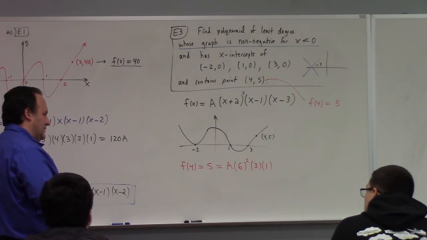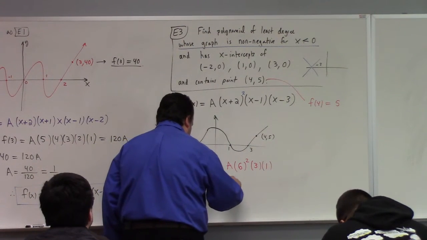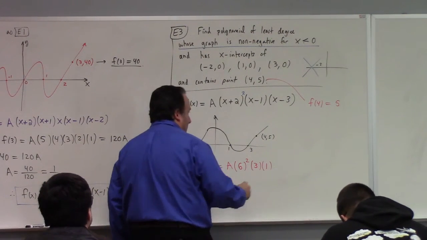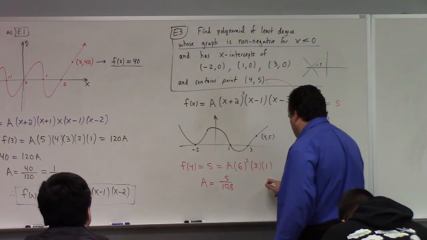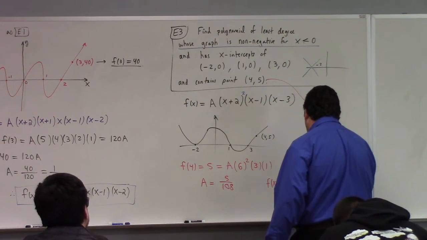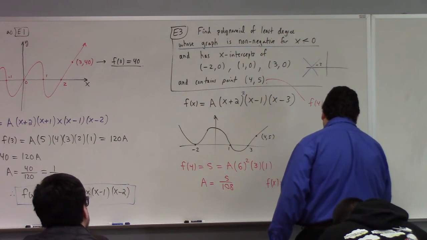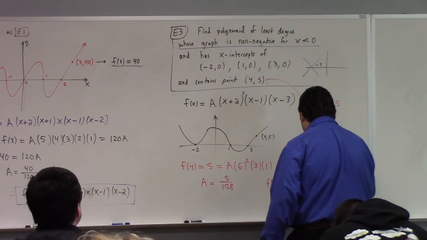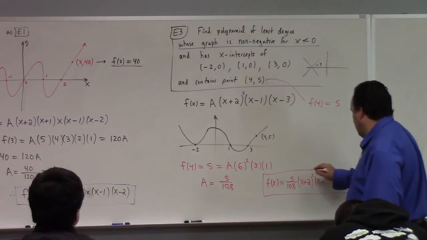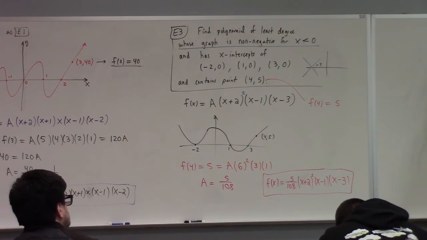36 times 3. Yeah, 108. So we've got A is equal to 5 over 108. Okay, so there you have it. Our answer is f of x equals 5 over 108 times (x plus 2) quantity squared times (x minus 1) times (x minus 3). That is a function that fits the data, and you can't get away with anything smaller degree working, right? So that's it.